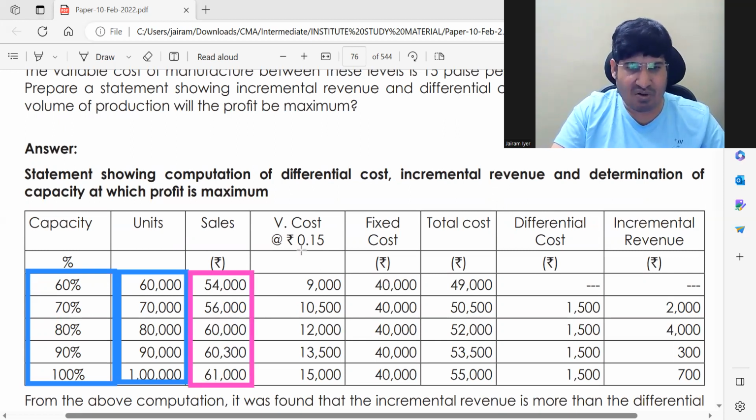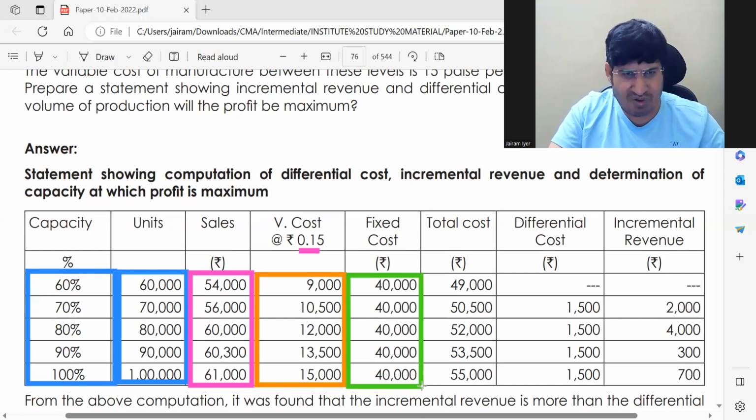Then V, they have given it's constant at 0.15. So 60,000 into 0.15, that is what this is. So sales minus V. And here is your fixed cost. Fixed cost is 40,000 for all activities, so just put 40,000. Right. So now we know the total cost. You can add the two costs and you will get the total cost. Fine.